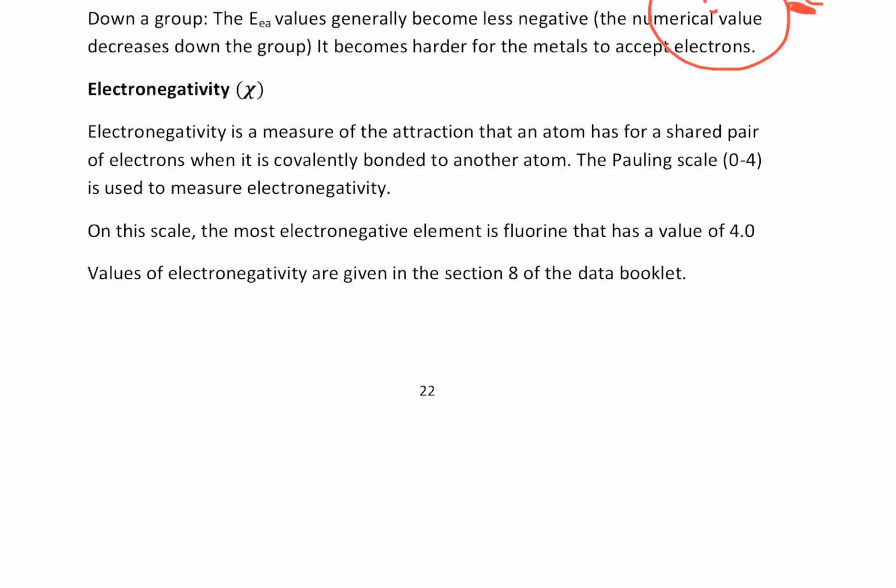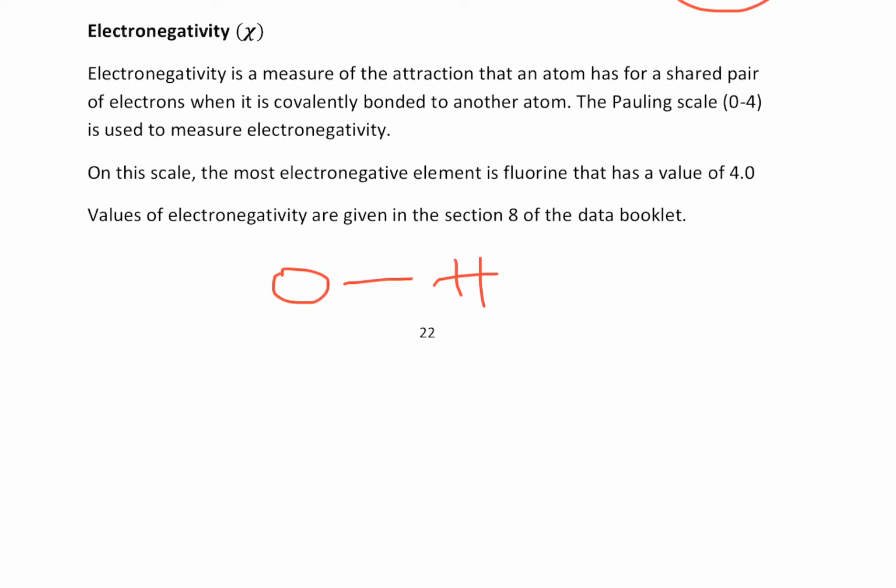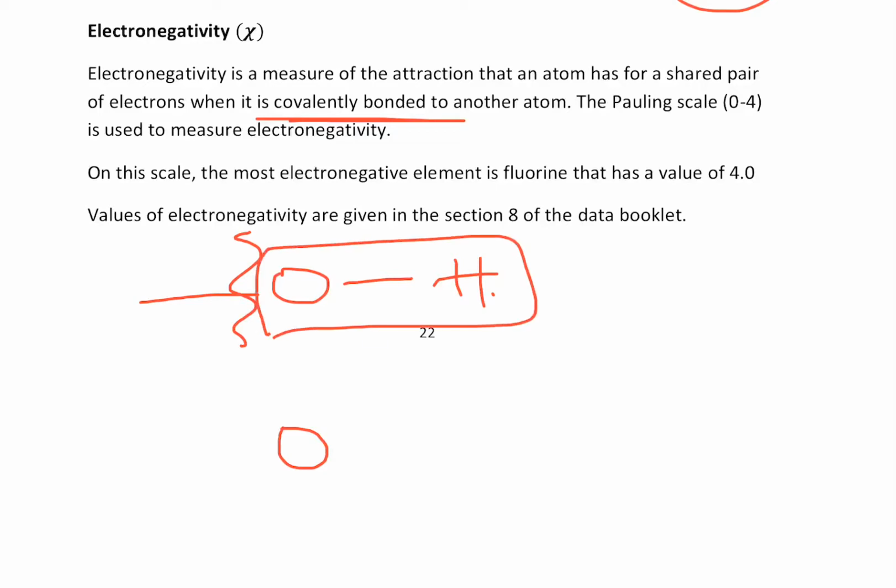Now, let's say we have an O-H bond. In an O-H bond, O and H are covalently bonded. The oxygen will form another bond, but we are ignoring the other bond for now. Let's just look at this one covalent bond. So there is one shared pair of electrons.